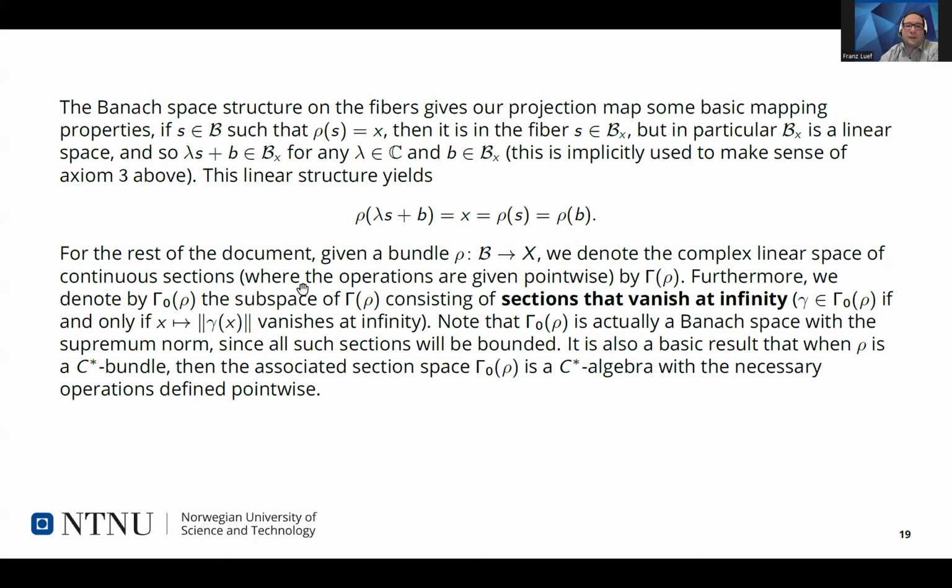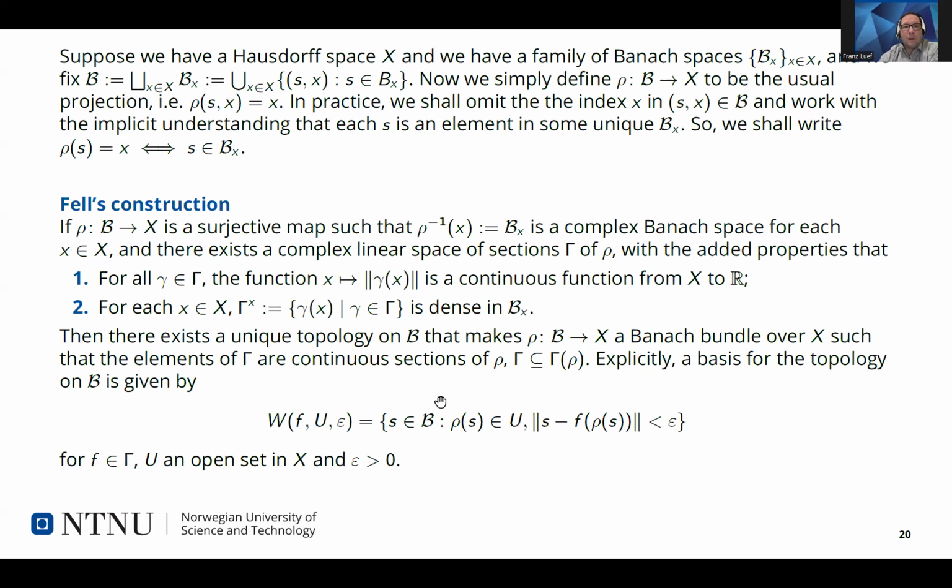And of course the nice sections, the space of sections that vanish at infinity, we are going to denote by gamma naught of rho, and this is a subspace of the space of continuous sections. We have this precisely when the norm of gamma of x vanishes at infinity. It's a nice Banach space, and if we have a C-star bundle, then the corresponding thing is a C-star algebra. Good.